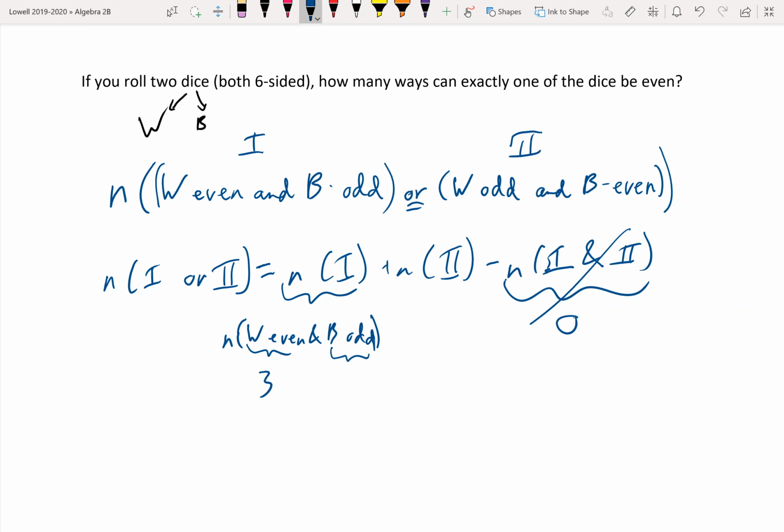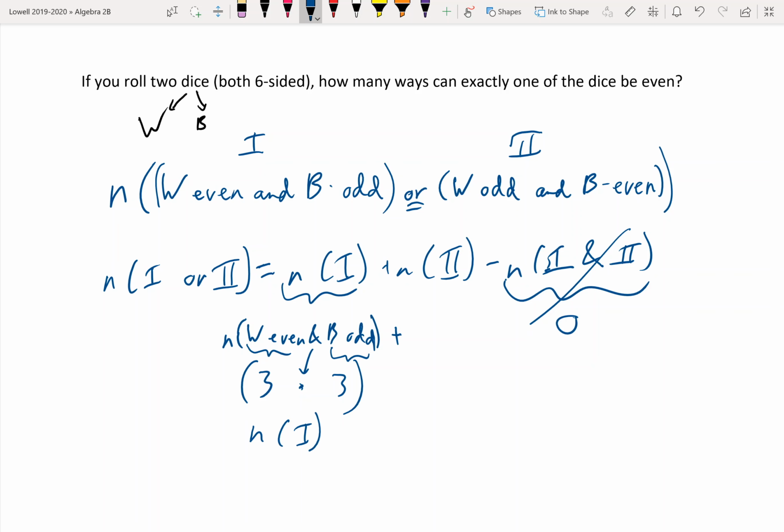How many ways could the black die come up odd? There's also three ways, 1, 3, 5. And then we would multiply them because it's "and." And that right there is the number of ways to do that thing number 1 we said above.